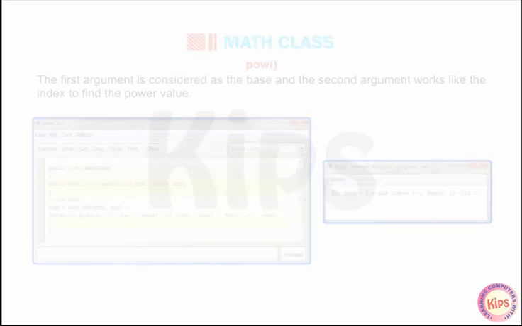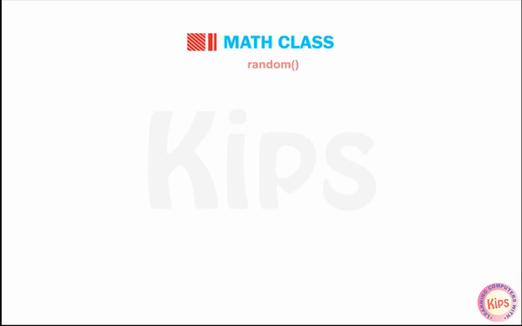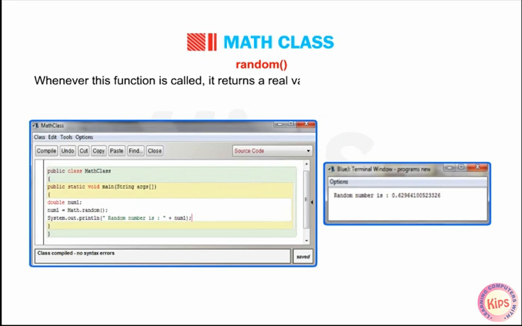Students, let us know more. All methods of the math class are static, meaning they are invoked through the class name. Random, argument nil, return type double. This function is used to get a random real value between 0 and 1. It does not accept any argument. Whenever this function is called, it returns a real value between 0 and 1, such as 0.33, 0.78, 0.1, etc.